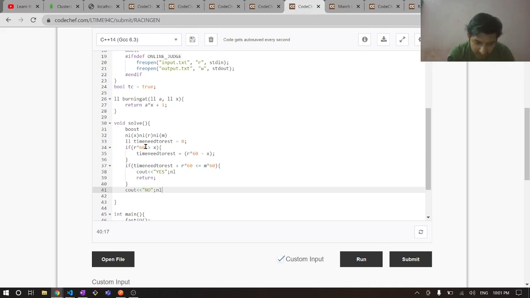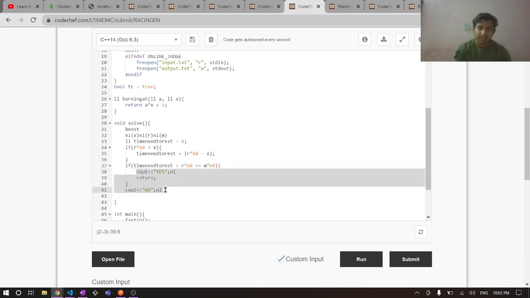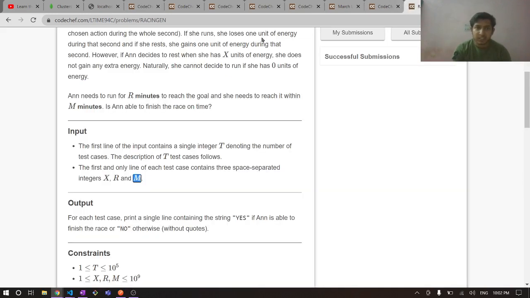We'll simply calculate the time she needs to take rest in order to gain energy. So initially the time needed was 0, but because she has to run this much time, and if that is greater than the energy she had, then I have to calculate the time she needs more rest. So if time needed to take rest plus time needed to run is less than or equal to time allowed, then yes, otherwise no. Simple question, very simple question actually.